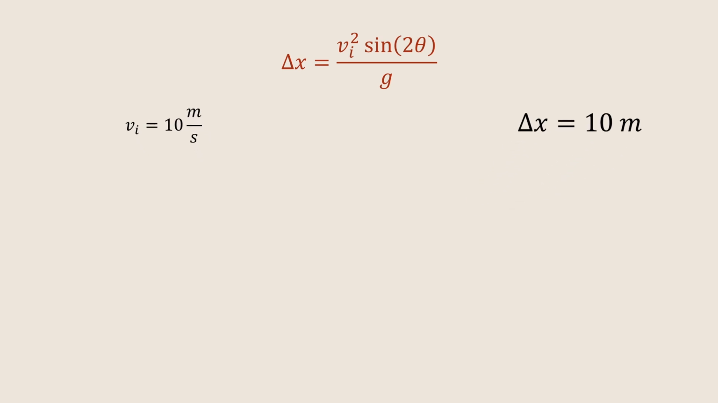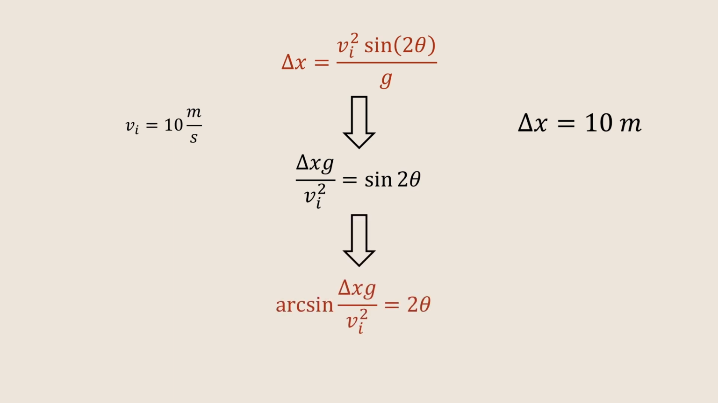We need to get theta by itself. The first step is to divide by vi squared from both sides and multiply by g, leaving us with delta x g divided by initial velocity squared is equal to sine of 2 theta. From here, we can take the arc sine of both sides, or the inverse sine, to leave us with inverse sine of delta x g divided by initial velocity squared is equal to 2 theta.